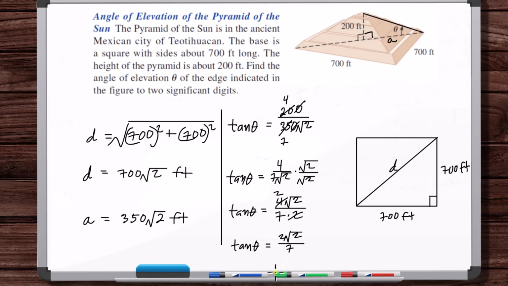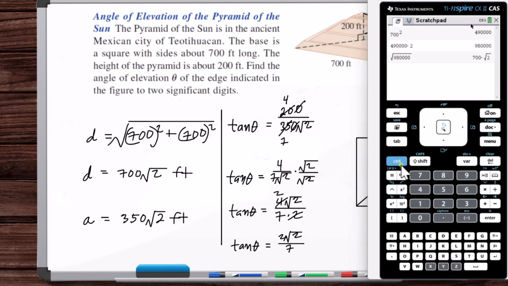All right, so what do we do with this? We want to figure out for what angle theta the tangent of theta equals this. This has to do with inverse trig functions, and we're going to study these in detail in a later chapter, but we've dipped our toe into this a little bit at this point. We could use our calculator for this. So we go inverse tangent, and we type in 2 root 2 divided by 7.